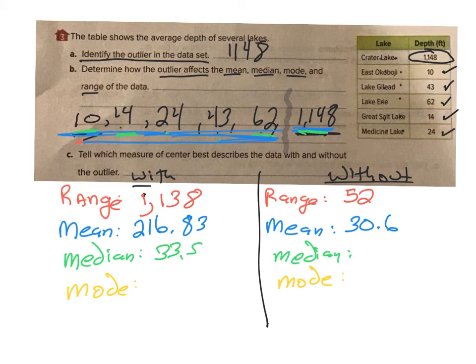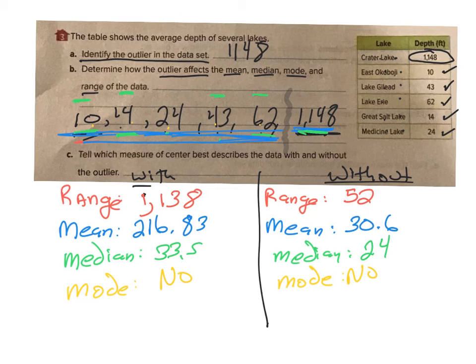Let's see what the median is when it's just without that 1,148. So I get rid of that one and that one, that one and that one, and I'm left with 24. Okay, and then the mode, most frequently. No mode on either of them because nothing's repeated.